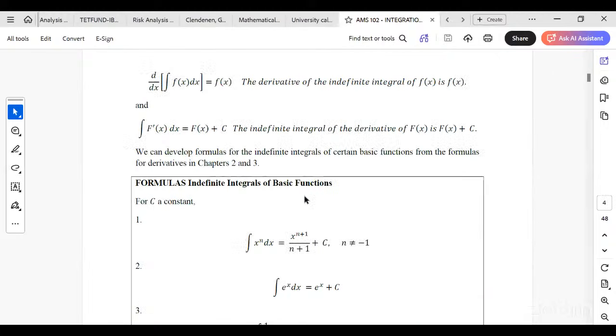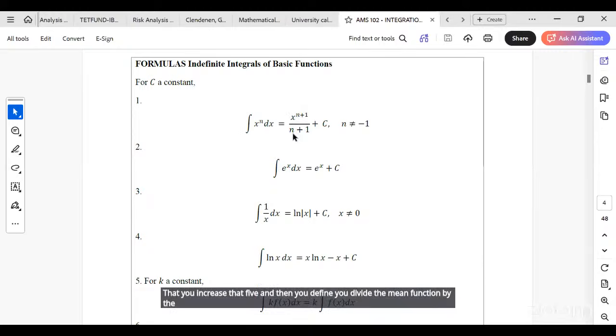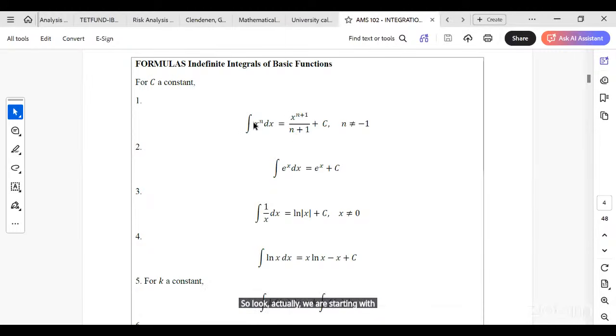So generally, if you have a function written as x to the power of n and you are integrating it, you will increase that power by 1, and then you divide the new function by the power that you have. So look at it, we are starting with x to the power of n. If you increase the power by 1, it gives you x to the power of n plus 1. And then that power of n plus 1 will be used to divide the function. And then you add the arbitrary constant c.